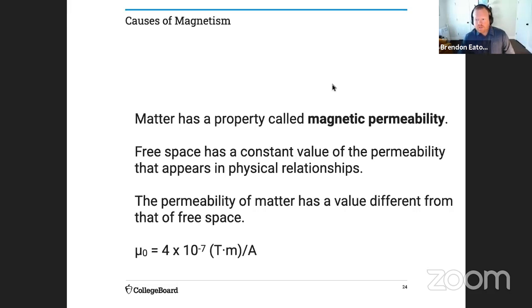Now, free space, basically free space is free space. A vacuum has a constant value of the permeability that appears in physical relationships. But free space and matter are two different things. Matter has a permeability value that's different than that of free space. So the mu naught that you see in front of you, that's the permeability of free space, which is 4 times 10 to the negative 7 Tesla meters per amp.